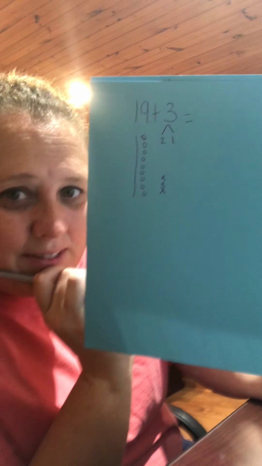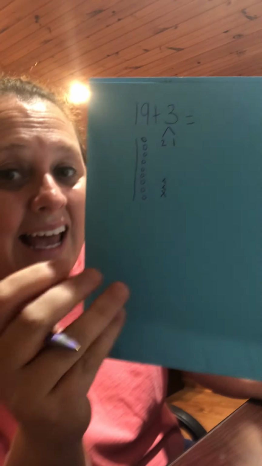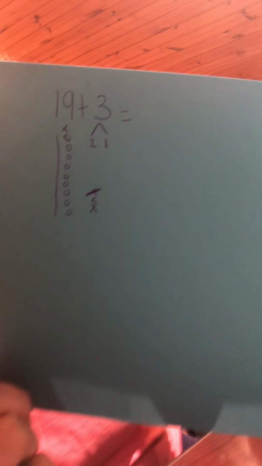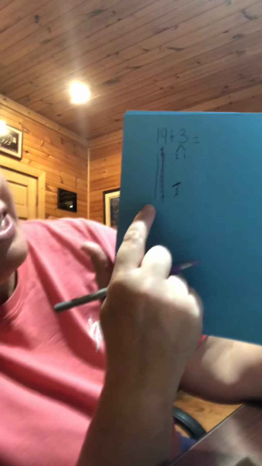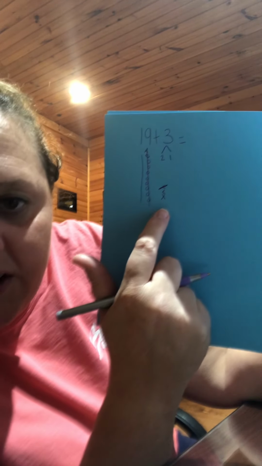So watch what I do. So I'm going to take away an X here and leave 2 and add it here. Do you see what I did? I took it away here and I added it here. Now I've made 10 here, right? So now I can say 20. So here we are. Now it's 20. And how many do I have left over here? 2. So the answer is 22. So 19 plus 3 equals 22.